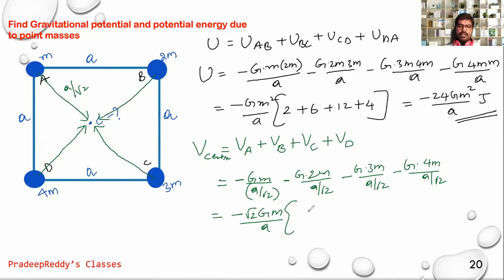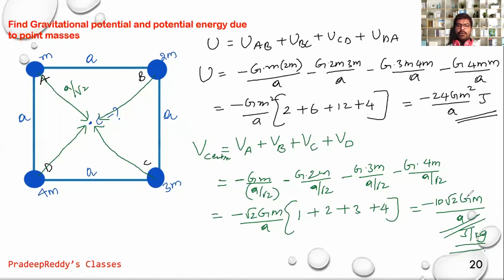I can write it outside. This will be 1 plus 2 plus 3 plus 4. It is 4 plus 3, 7, 8, 9, 10. Minus 10 root 2 capital G m divided by A. This is joule per kg. This is the value of gravitational potential at the center.